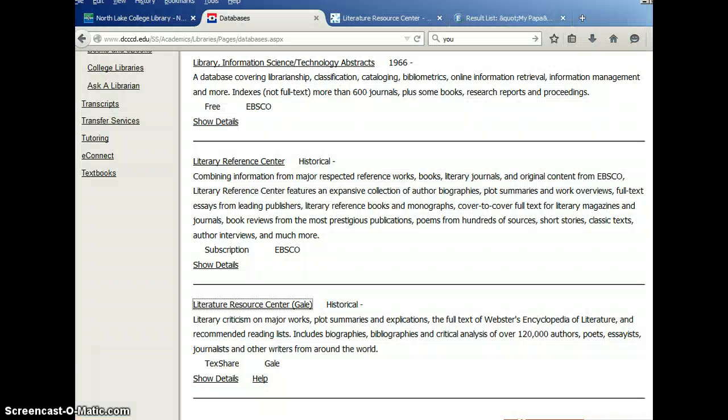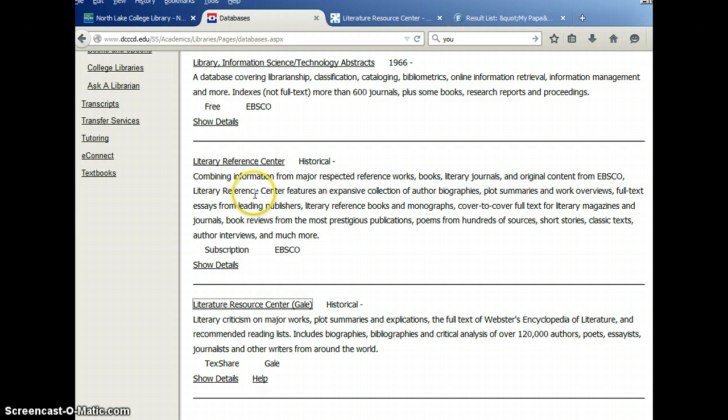Okay, so now I'm going to show you how to find sources through the Northlake databases. In the past, you were going to Academic Search Complete, Opposing Viewpoints, and CQ Researcher. You are not to use those databases because those databases are more primarily for arguments and subjects. You want literary criticisms. And when I use the word literary criticisms, it does not mean to criticize. It means to analyze, to interpret, to synthesize. So you want literary criticisms for this assignment.